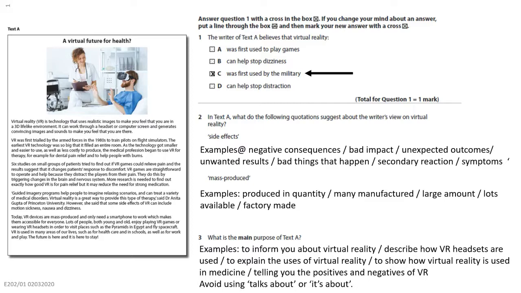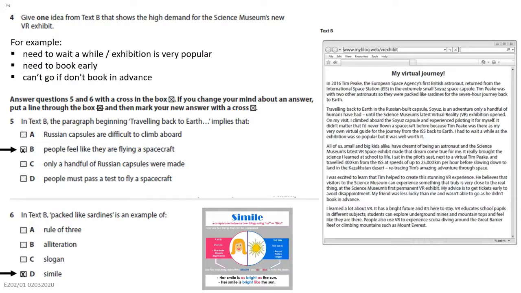Another favourite question is that they'll ask us, what is the main purpose of the text you're reading? What's it trying to tell you? So I've given some examples of answers that you could use here. Inform you about VR, virtual reality, describe how VR headsets are used, explain the uses of virtual reality, show how VR is used in medicine, and negatives of VR. What I would suggest you do is when you're writing a message, avoid using phrases like the text talks about or it's about. So an example could be the text is there to inform me about virtual reality. So be careful with some of the wordings you use as well.